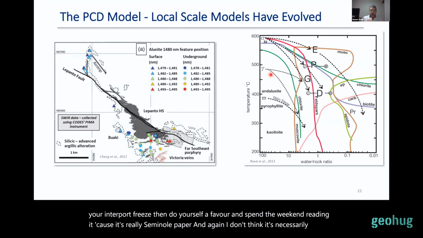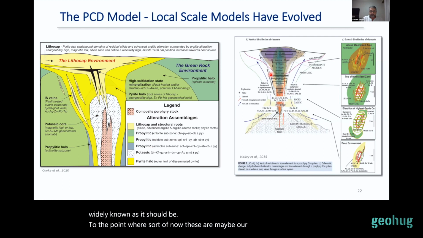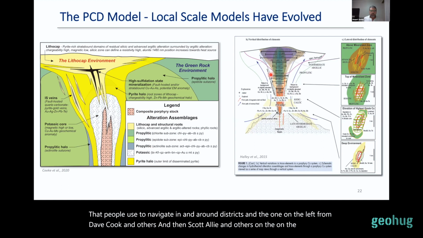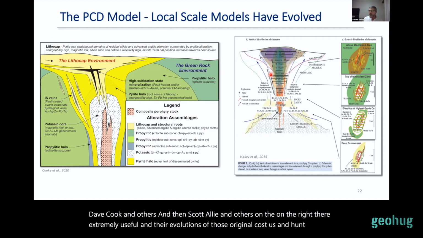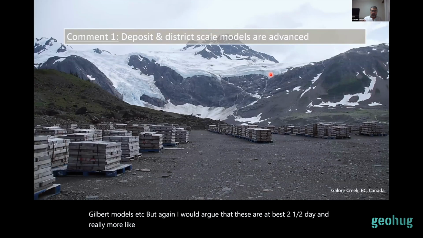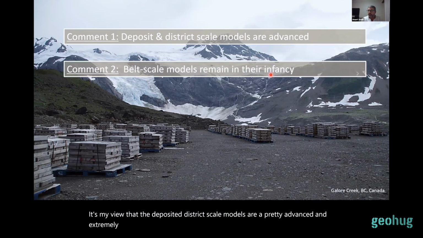To the point where now these are maybe our classic models that people use to navigate in and around districts, the one on the left from Dave Cooke and others, and then Scott Halley and others on the right there. Extremely useful, and they're evolutions of those original Gustafson and Hunt, Lowell and Gilbert models, etc. But again, I would argue that these are at best 2.5D and really more like 2D. So just to wrap that little section up, it's my view that the deposit and district scale models are pretty advanced and extremely useful, but that the belt scale models remain in their infancy.